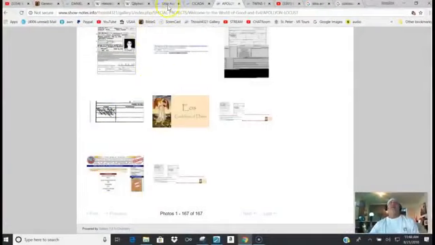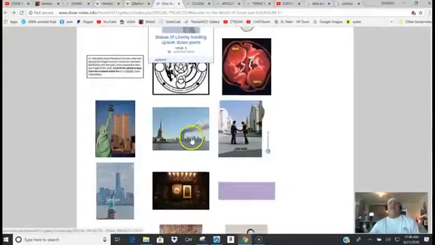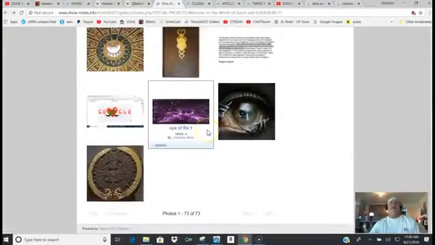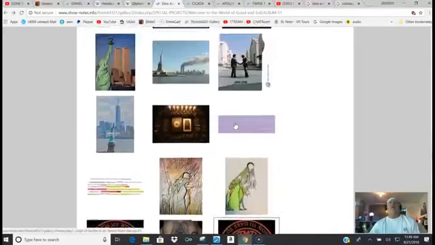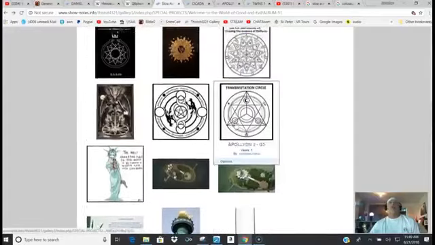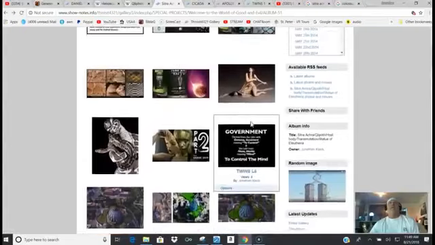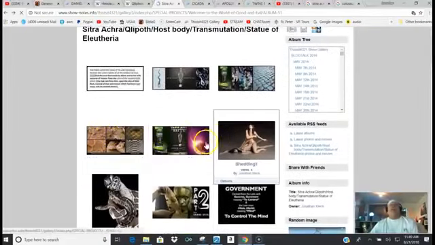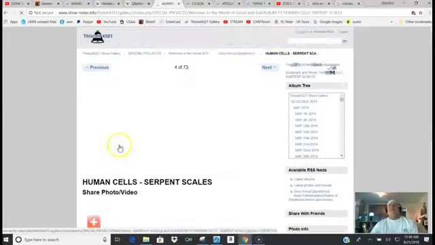Oh, let me show you another picture. Watch this. We're all in serpent flesh. That's what's just so fascinating. So amazing. Let's see. I think I have a picture in here. I thought I added it. Nope. Let me see. There it is. This is human skin under magnification, guys. Right here.